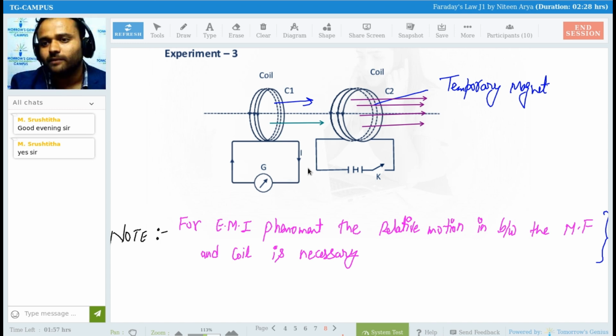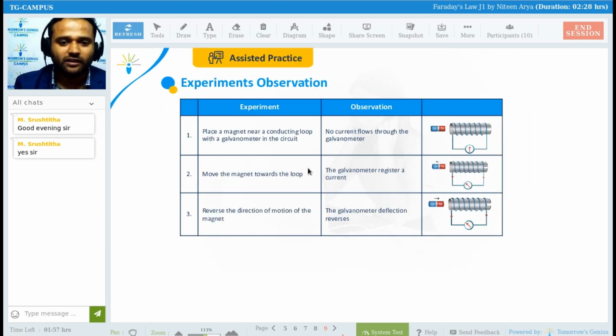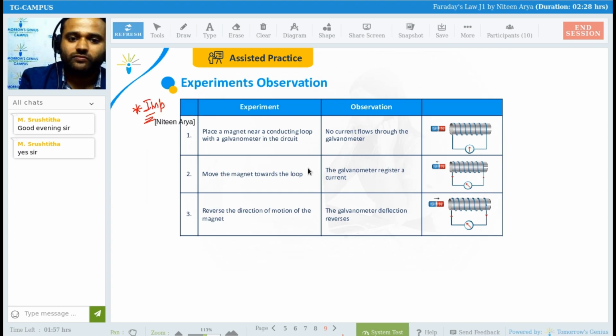Now there is going to be a table, and whatever we discussed till now you are going to get in tabular form. Important enough. So what is the experiment? What is the observation? The first one, let's take this color. Experiment number 1: place a magnet near a conducting loop with a galvanometer in the circuit. No current flows through the galvanometer.